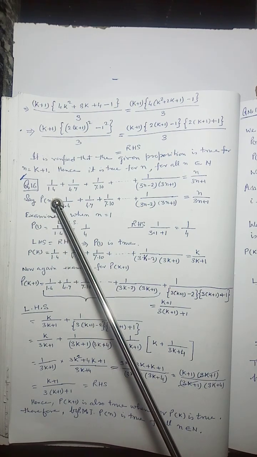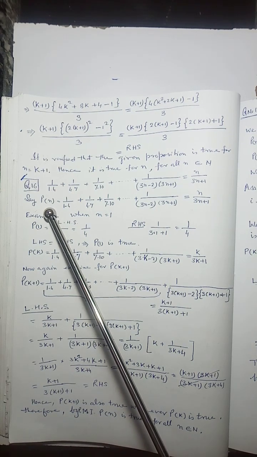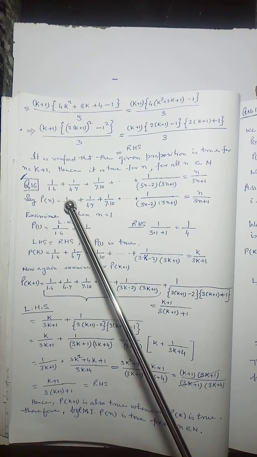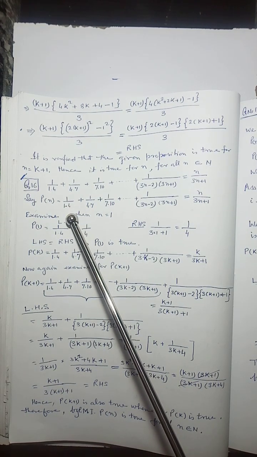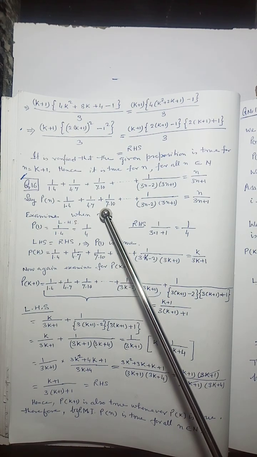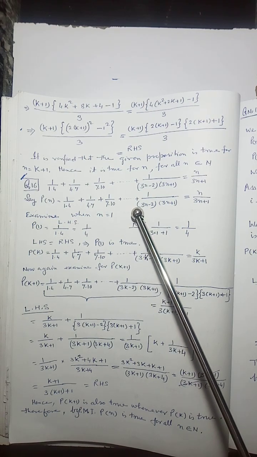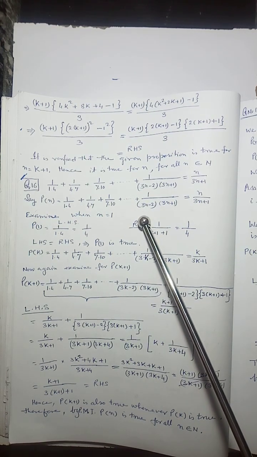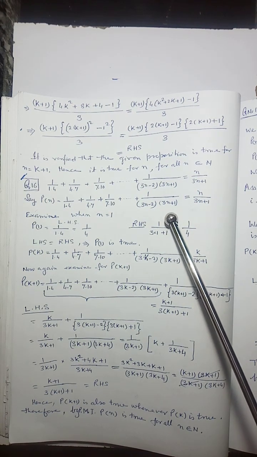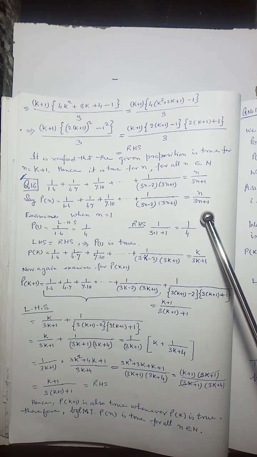Say the given statement is a proposition Pn, which is again the same thing: 1 upon 1·4 plus 1 upon 4·7 plus 1 upon 7·10 plus ... plus 1 upon (3n minus 2)(3n plus 1), and it will be equal to n upon 3n plus 1.